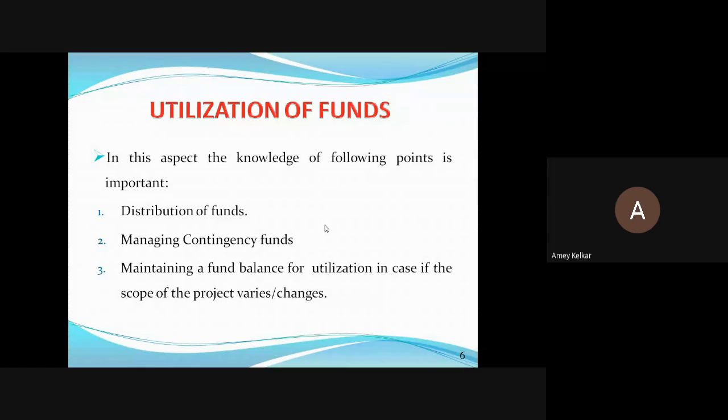So you should maintain some balance of funds for utilization in such cases, because if the scope changes or things vary, and you demand funds again from the finance section, you'll have to give a detailed explanation, then procure the funds, which might cause a loss of time. And always in economics, time is money. So we cannot do that. That is what the utilization of funds is.